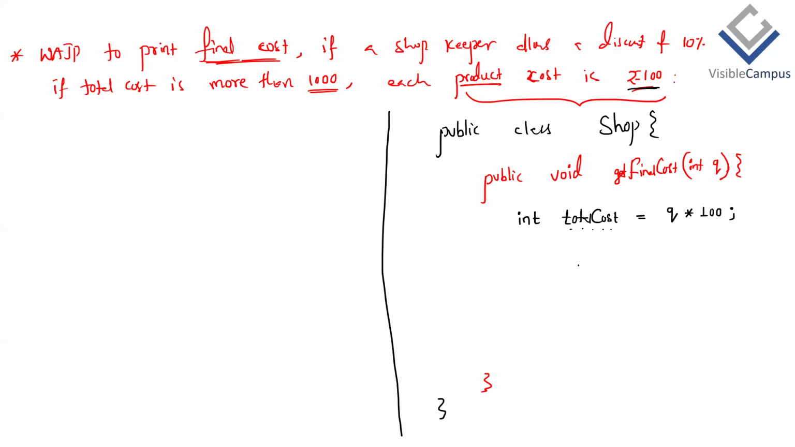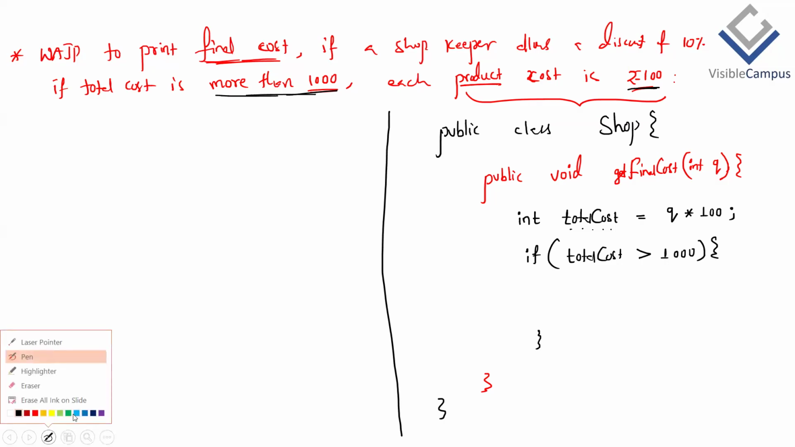Every time we have to apply the discount, or only when greater than 1000? Only greater than 1000. That's why first, an if condition. What's the condition? If that totalCost variable value is more than 1000, they said only more than, not more than and equal. That's why only greater than 1000. If this is true, we have to write some logic to print the total cost. But will this be true always? No.